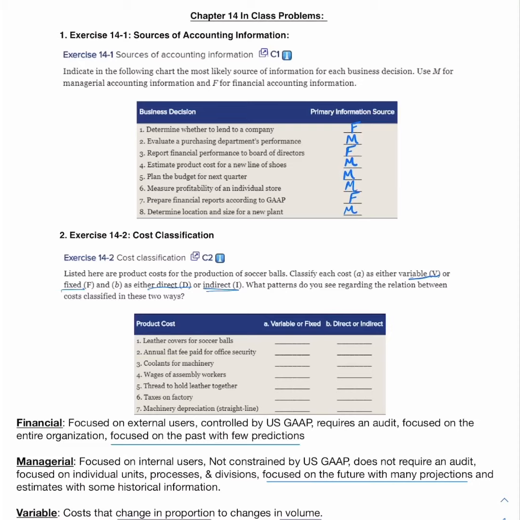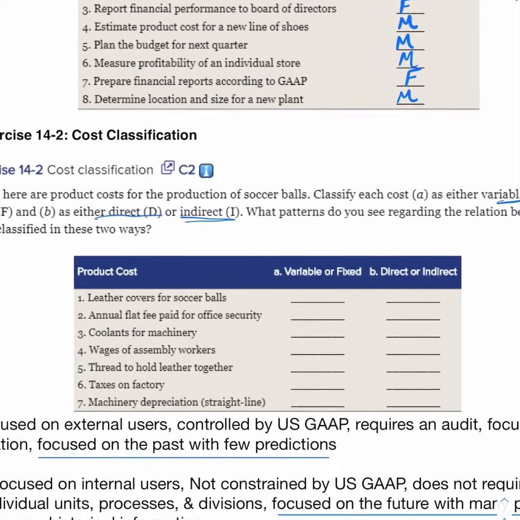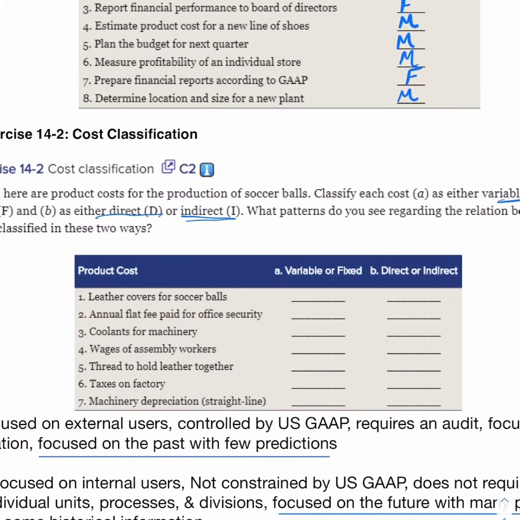So the very first thing here is they want us to determine whether leather covers for soccer balls is a variable cost or a fixed cost, and then we'll say whether that is direct or indirect. So let's think. If I produce more soccer balls, will I need more leather? And the answer, of course, is yes, because that cost is going to increase as my production increases. This is a variable cost.